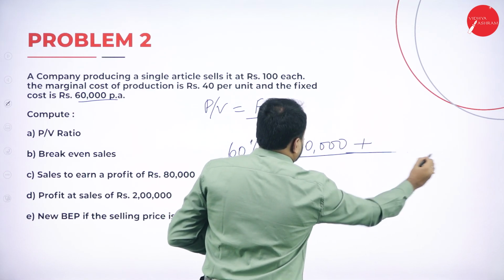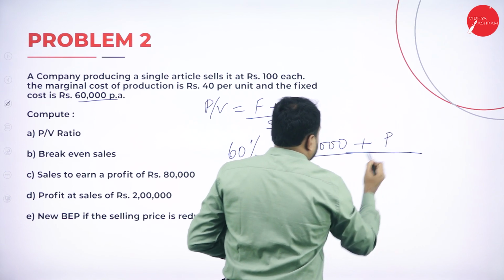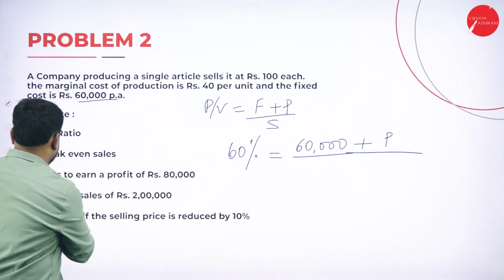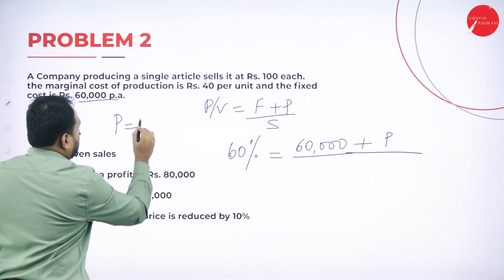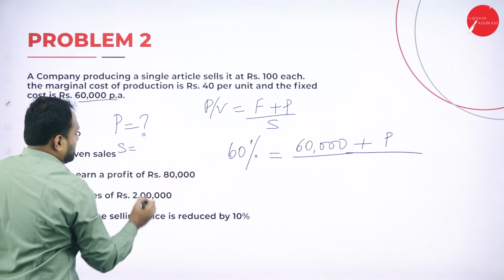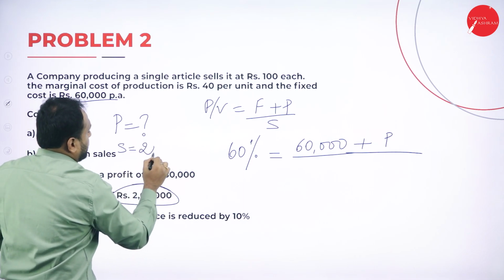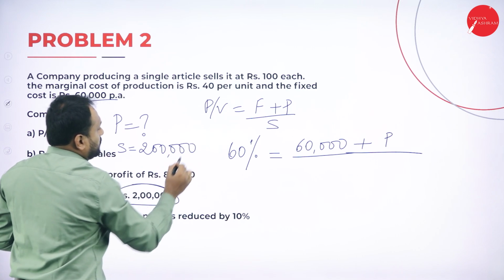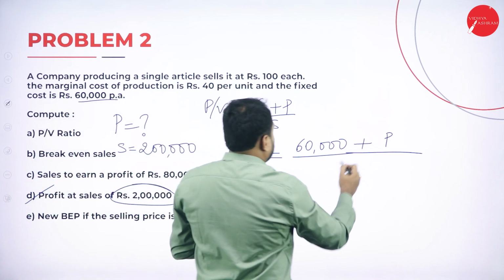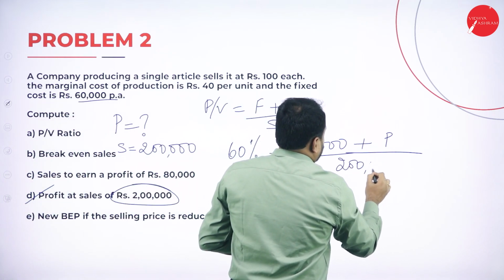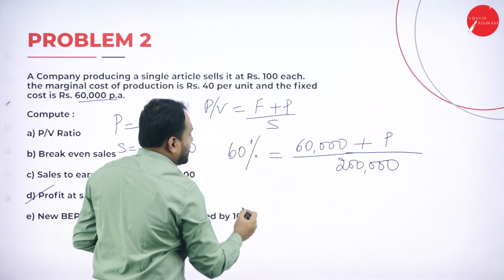Now plus profit we don't know. So we'll write here profit. See, what this question says is profit we don't know, but sales is how much? 2 lakh. So here profit I don't know, sales is 2 lakh. Now I'll go with cross multiply here.